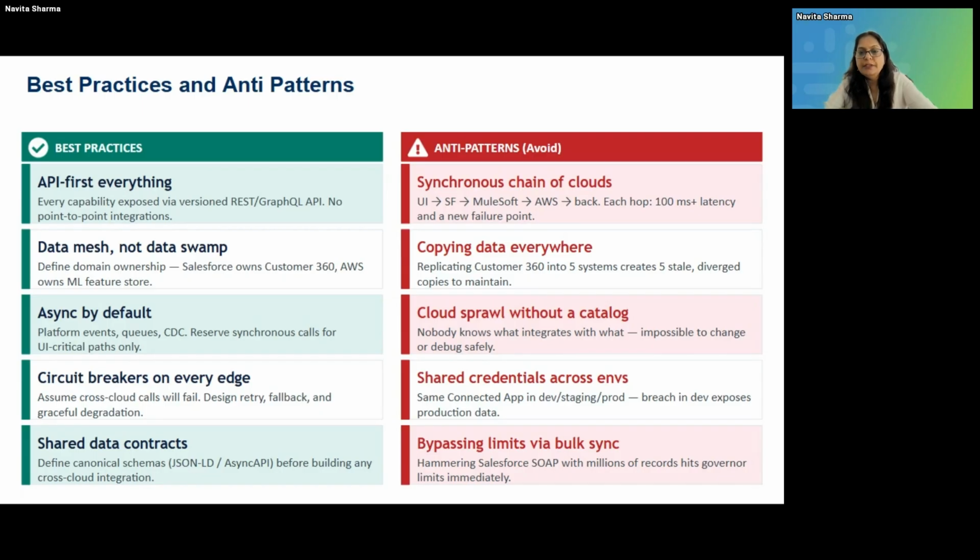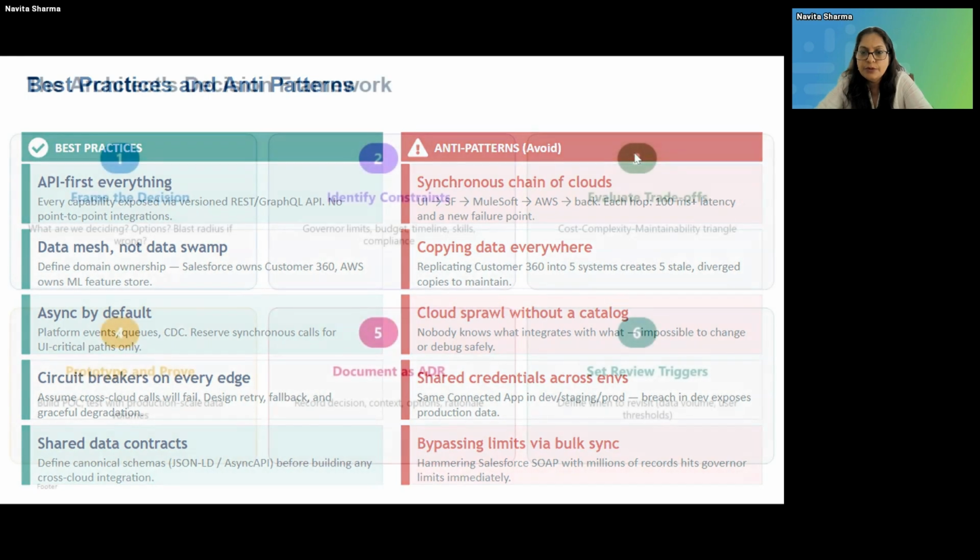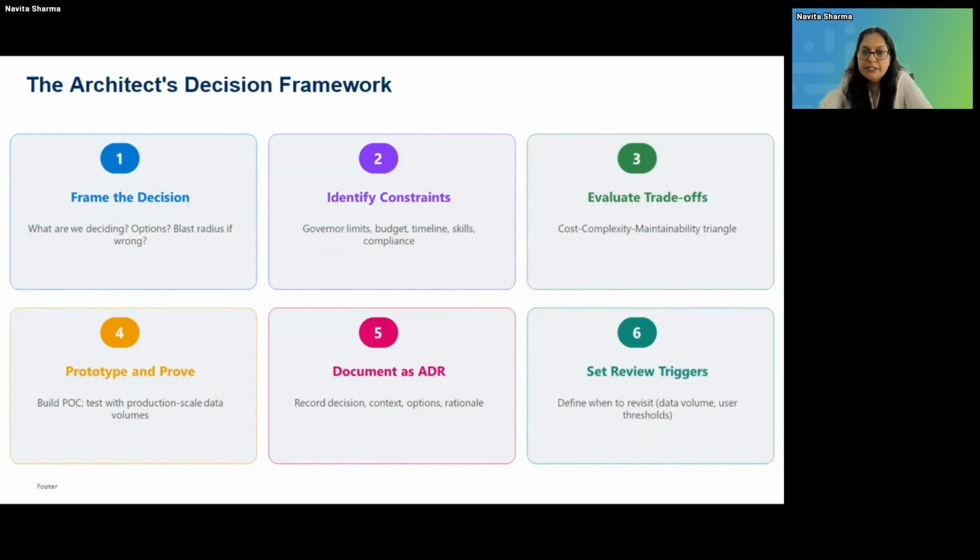Yeah, so this is about best practices and the different entry patterns we have. Let me just move to the next. Now, this is our architecture decision framework. This is a framework which is simple. We have already spoken about most of the points, but when an architect starts deciding, these are the stage by stage, or step by step, things he can do.